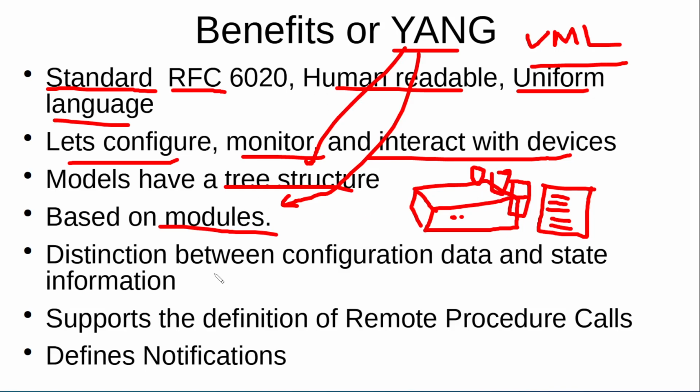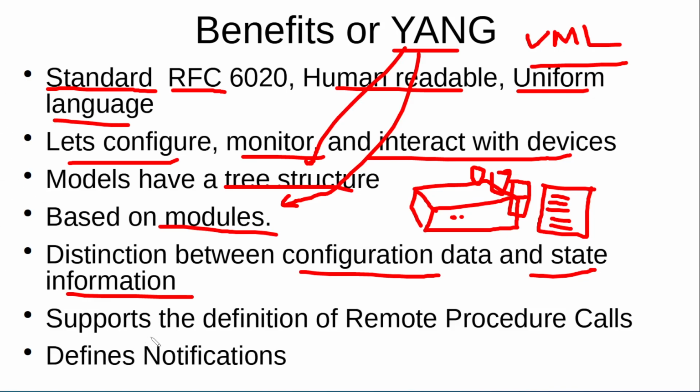Yang makes a strict distinction between configuration data and state information. For instance, talking about network devices, the current CPU usage is state information. You don't want to change that. You want to know that. So the CPU usage will be a read-only variable. So that will be state information. Whereas configuration data will be like the IP address on an interface or the message of the day in your router. You want to change that. So that will be configuration data.